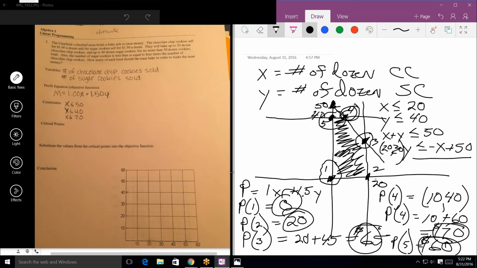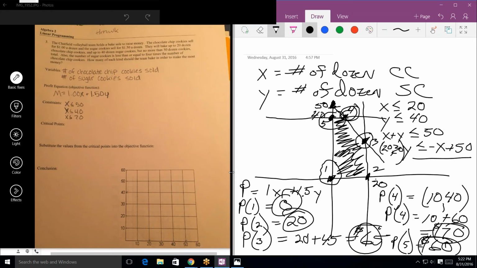The key, probably the most difficult part of the problem, is figuring out how to find the coordinates of that point 3 that I'm pointing at here. It's obvious what the x coordinate is, but to find the y coordinate, you have to plug it into this inequality and pretend it's an equation. If I plug 20 in for x there, I get y of 30. That's how I got the coordinates for that point.